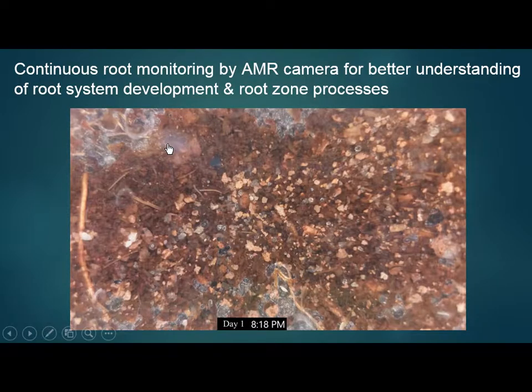Next we'll see the continuous monitoring of the root system by using the AMR camera. This is for better understanding of root system development and root zone processes. The next is a video captured by the AMR camera at a single window, which captured images every 5 minutes for 10 days. These images were squeezed together to make a video using time-lapse images. So the video is for you.